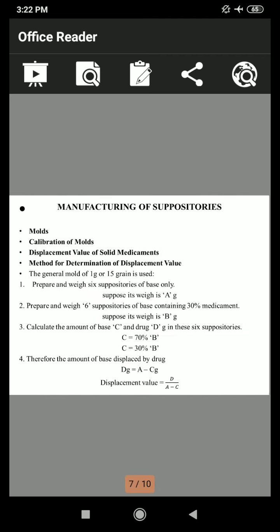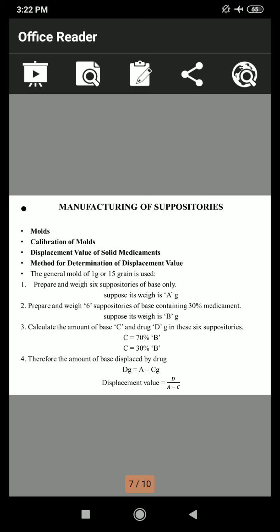Now see, the first point is molds. The suppository and pessary molds used in the dispensary are metallic and have 6 to 12 cavities. Usually 6 or 12 cavities. Then by removing a screw, they can be opened longitudinally for lubrication, extraction of contents and cleaning. Sometimes they are plated to prevent interaction with medicament and give the product a better finish.